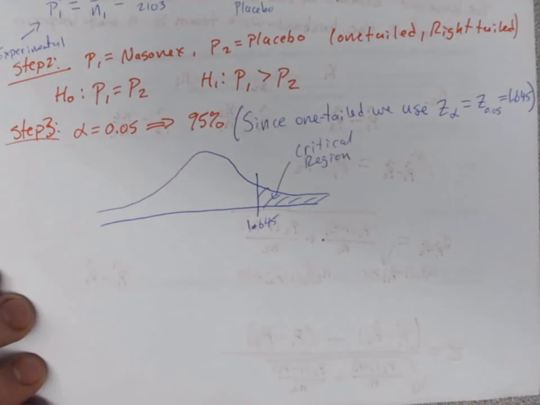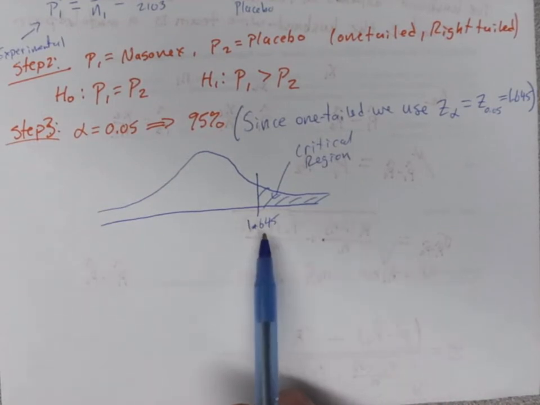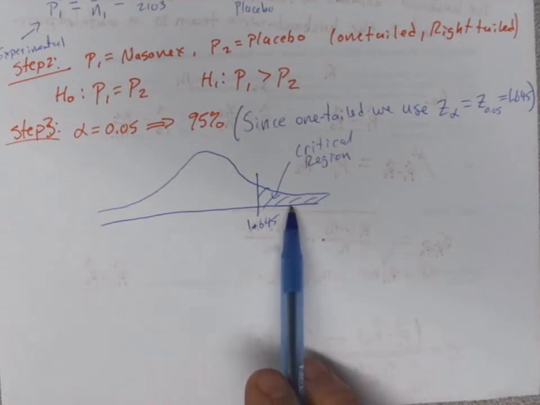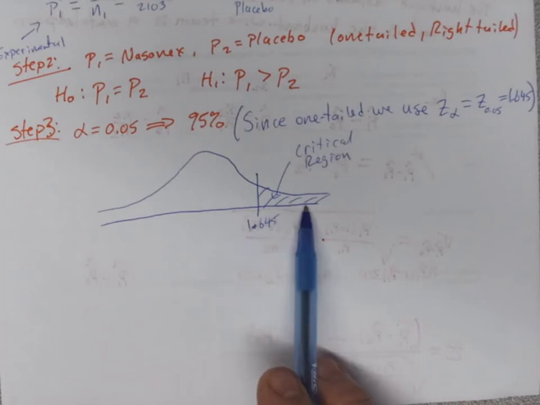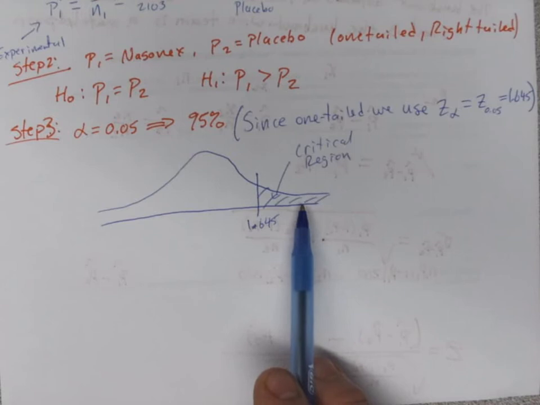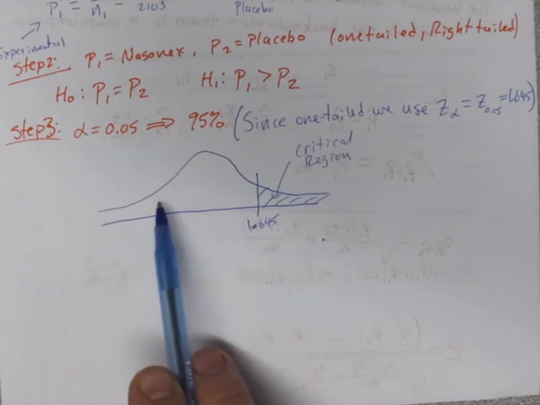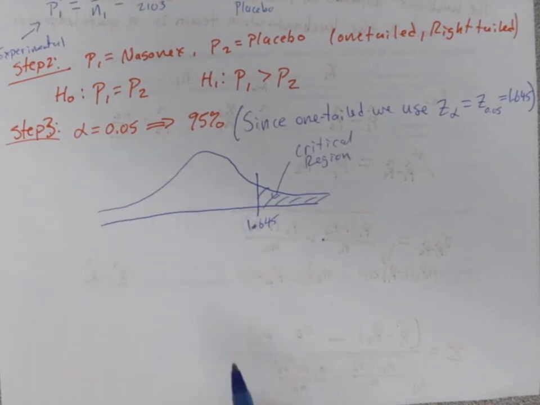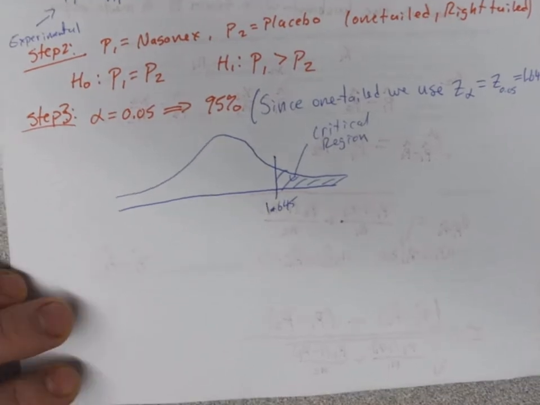Now let's refresh what it means. So the next step is to work out our test statistic. When we do that, that gives us a Z value. If that Z value is in our critical region, that means we reject the null, H naught. And if it's not, that means we do not reject the null. So now we need to find our test statistic.